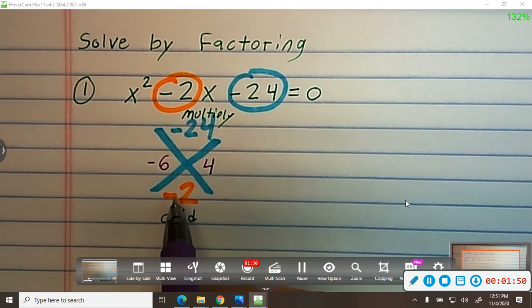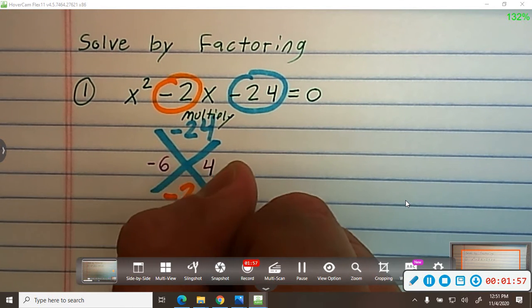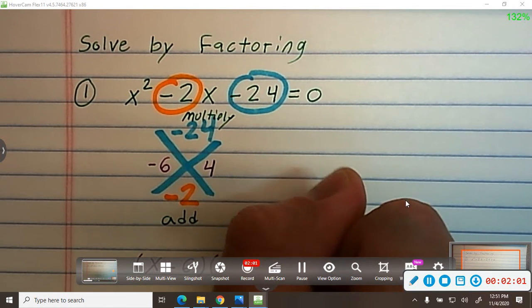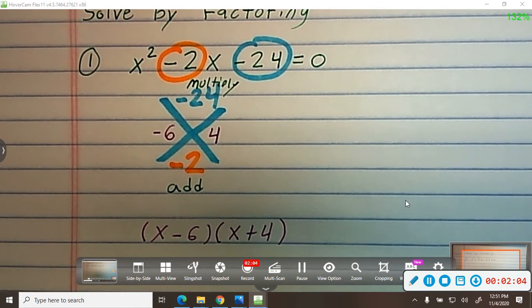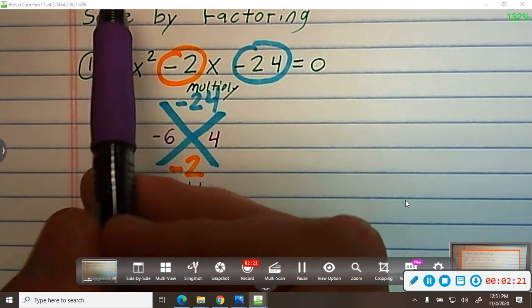From there, I can make my factors. I put x minus 6, x plus 4. And I get that. Now, if they said factor the polynomial, I'm done. If they said what is the factored form, I'm done. If they said give me a factor, I could give them this one or this one. These are both factors. But they want me to solve.